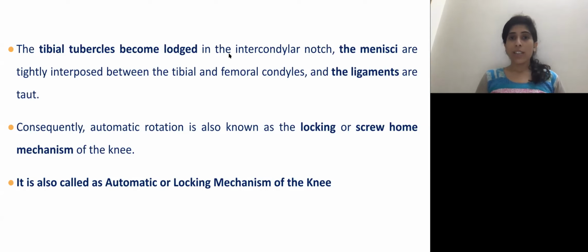Okay, this consequent automatic rotation is known as locking or screw home mechanism of the knee, and it is also called the automatic or locking mechanism of the knee. It is a very important question for the 5 marks for exam purposes. Many times they ask screw home mechanism or locking unlocking mechanism or automatic mechanism of the knee joint.